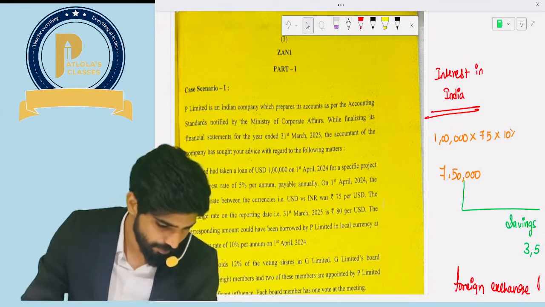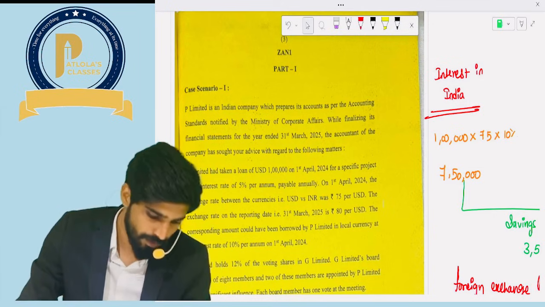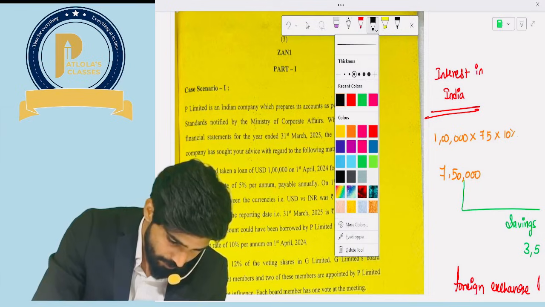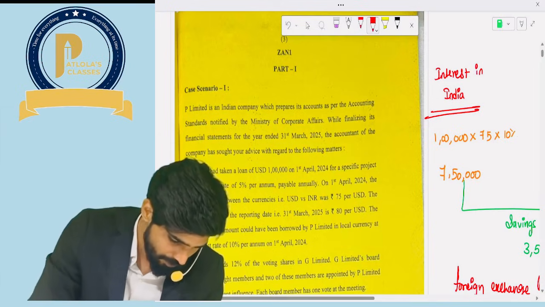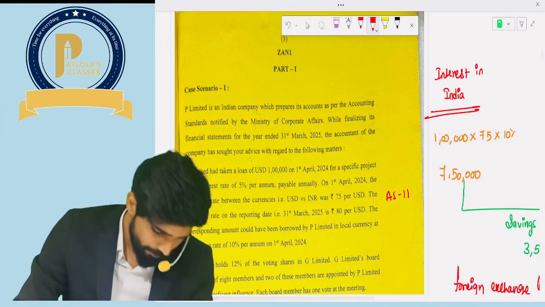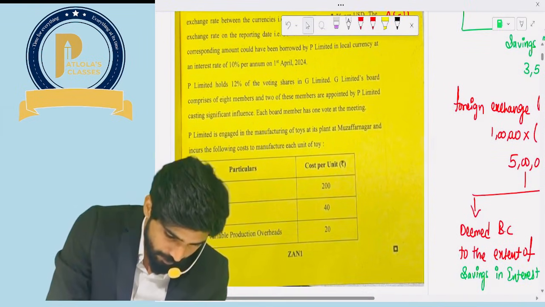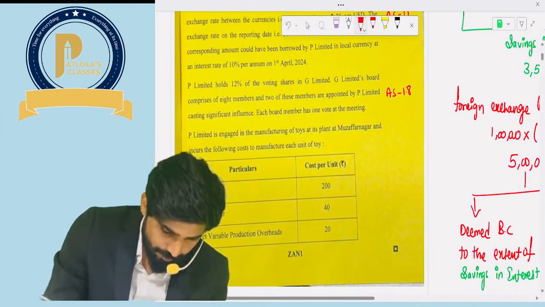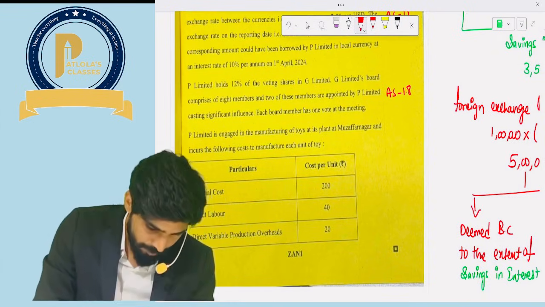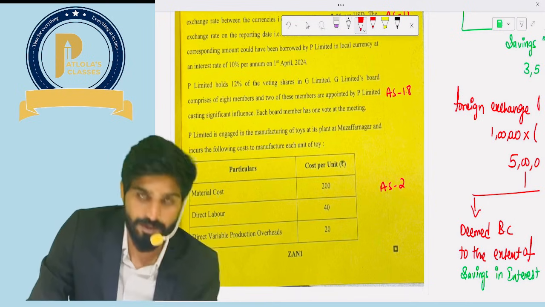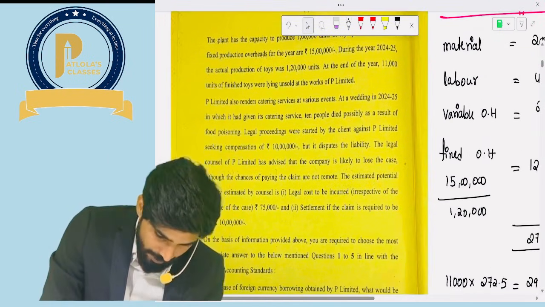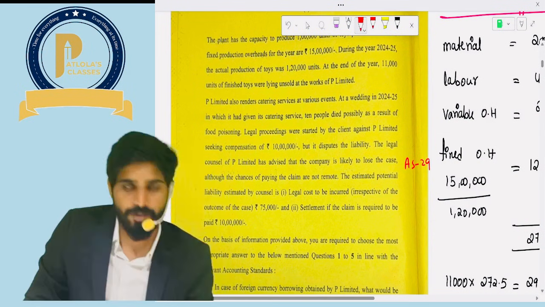Coming to case scenario number 1, in this case scenario there are almost 4 to 5 accounting standards which are covered. Especially in the initial part they are speaking about foreign exchange, which is spoken in AS 11, and then we have the concept of related party relationship that is said under AS 18, and I see material, labor and all this which is part of AS 2, and in the last part of the case study we have the discussion of AS 29.